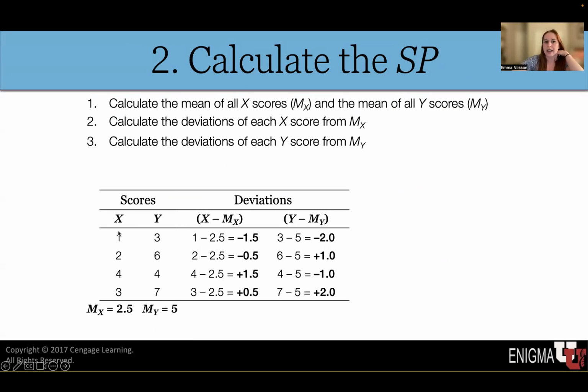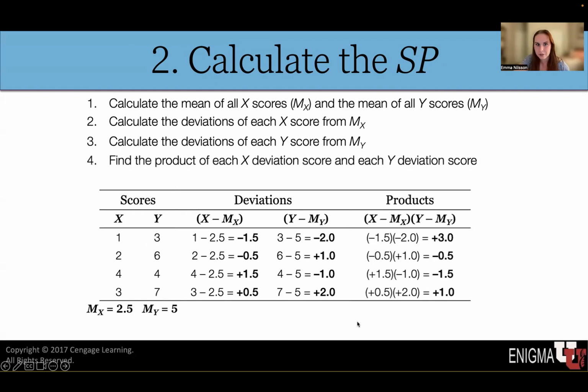So for example, our X score is 1, the mean is 2.5. We go 1 minus 2.5, which gives us negative 1.5. And vice versa, our Y score is 3, the mean of the Ys is 5. We find the deviation between them, negative 2. After you've done this for all of your values, you're going to find the product of each X and Y deviation score according to the pairs of scores that were presented at the beginning. So since our original pair was X1, Y3, we're going to take the deviation of X and the deviation of Y for that pair, and we're going to multiply them to get our product of deviations.